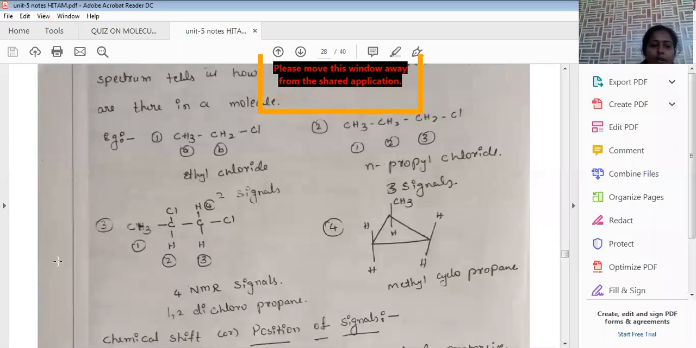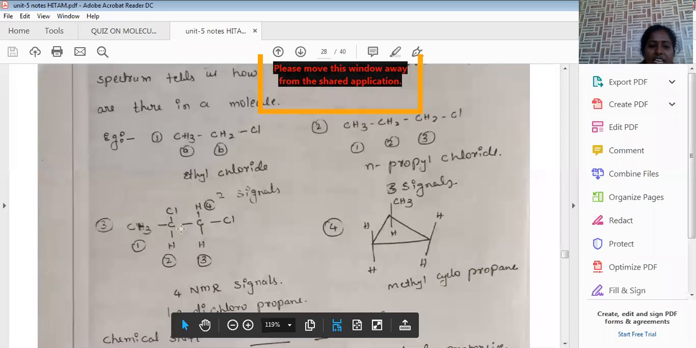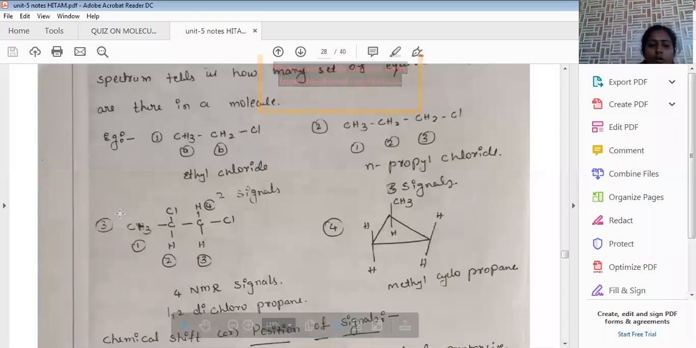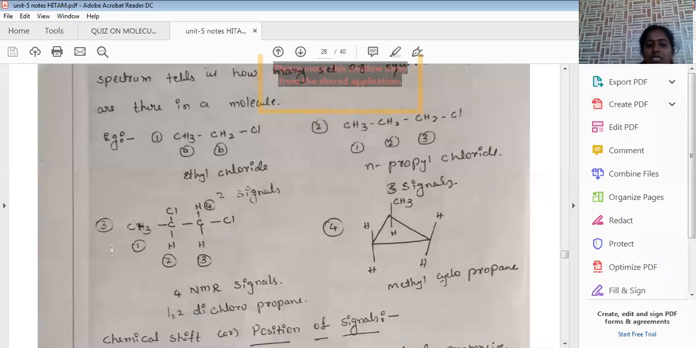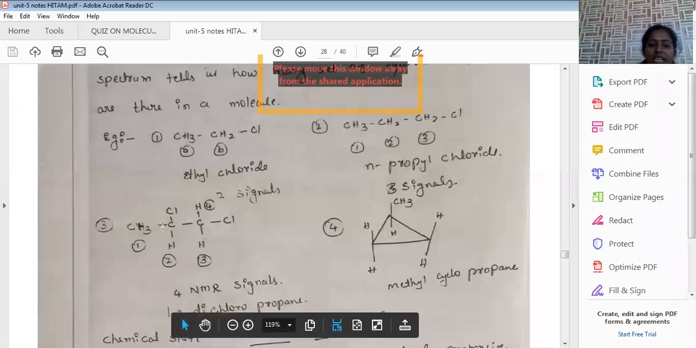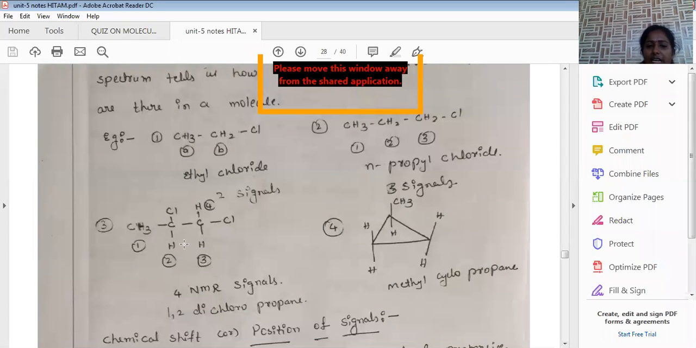Then when we go with this molecule, CH3, CHCl, CH2Cl, here we have to count the number of sets of equivalent hydrogens. The CH3 hydrogens are exactly equivalent and come under the first category, one set of hydrogens. The second carbon has one chloro functional group and one hydrogen; this hydrogen is the second set of hydrogen. And here this carbon has one side hydrogen, second side hydrogen.